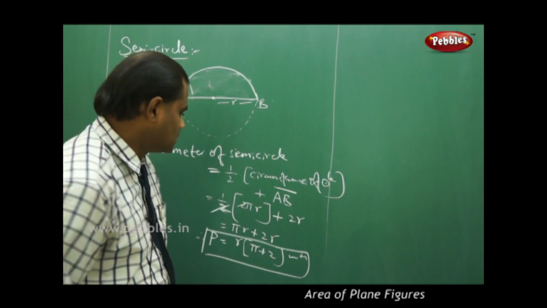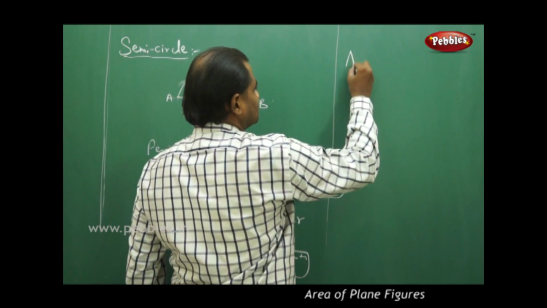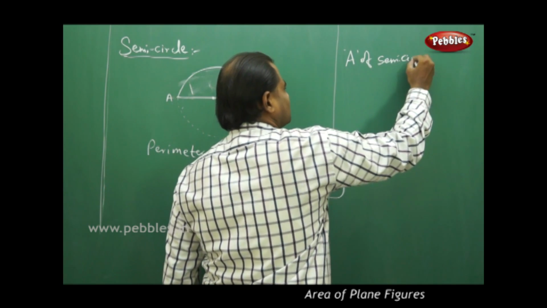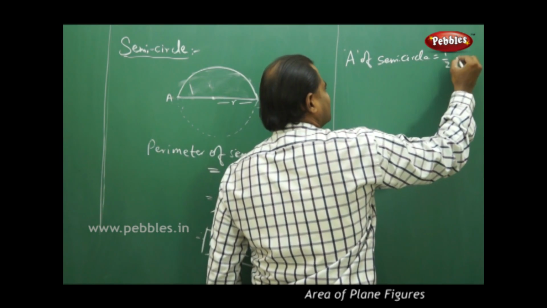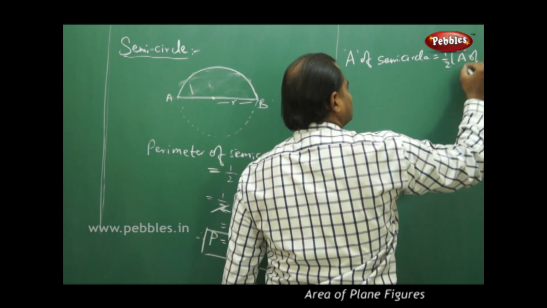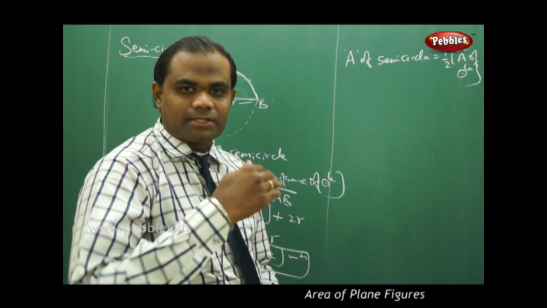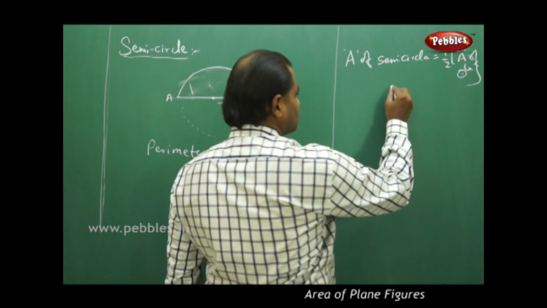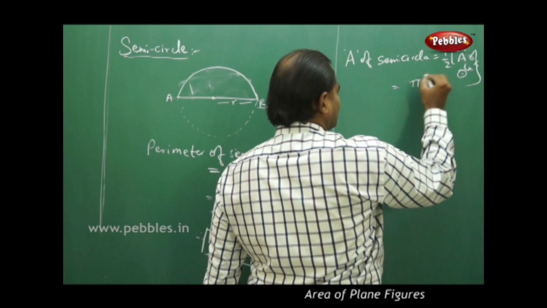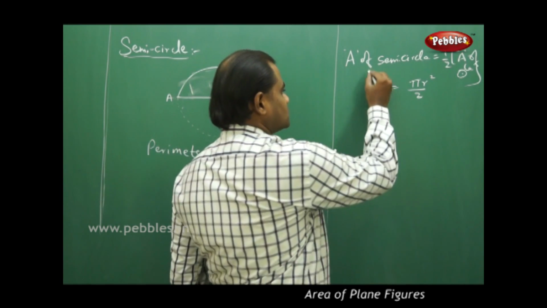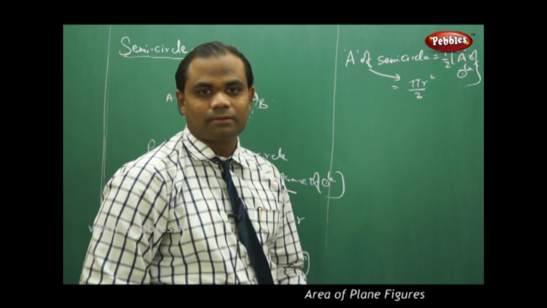Now similarly, the area of a semicircle is nothing but half the area of the circle. It is exactly half the circle, therefore its area is also exactly half. We know that the area of a circle is pi r square, and half gives me pi r square by 2, which is the area of the semicircle.